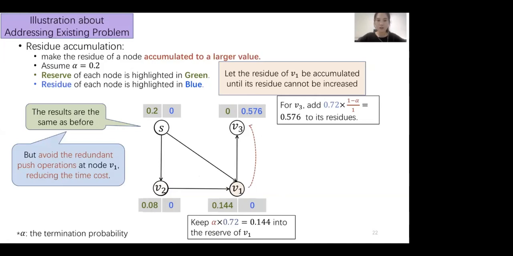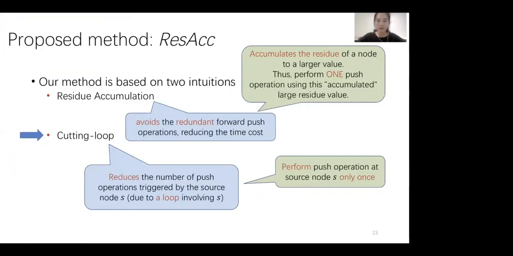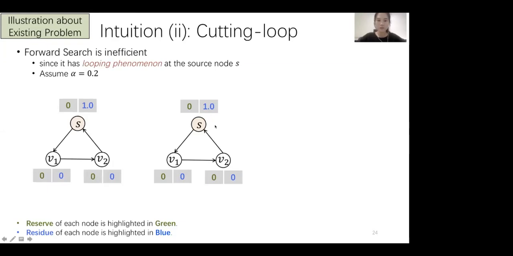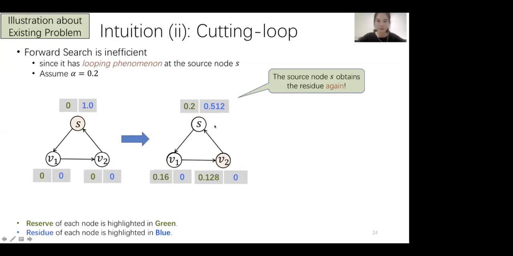Now let's go to the cutting loop. We consider that a forward search has a loop at the source node. To explain this, we use this kind of graph. Here S is the source node, and the initial residue of S is 1. According to the forward search, it will do the following push operations: from S, propagating information to V1, then push at V1, propagating information to V2, and push at V2, propagating information to the source node. In this case, the residue of the source node is increased again. So it means that we need to do the push operation starting from the source node again.